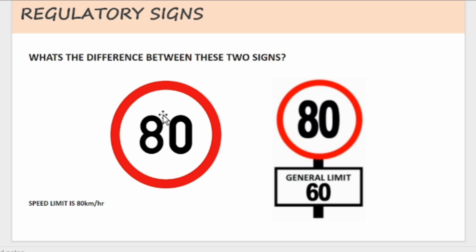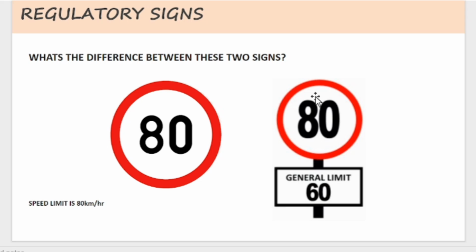Now let me explain the difference between these two signs, because you do get a lot of questions with this sign telling you what the speed limit is, and the answer options will say speed limit is 80. Another one will say speed limit is 60. Another one will say speed limit is between 80 and 60. One thing that you need to know about this sign is that you need to use your shapes. As you can see, the 80 is in a circle, and the circle is a regulatory sign, so your speed is being regulated to 80 kilometers per hour.